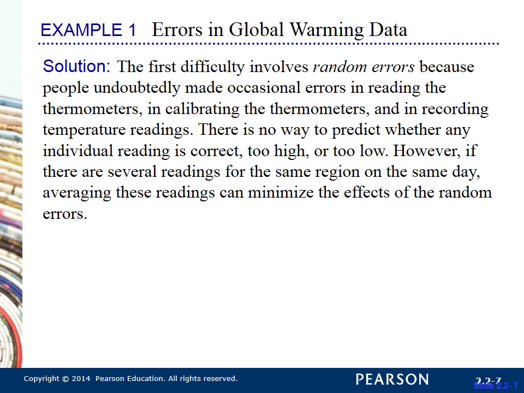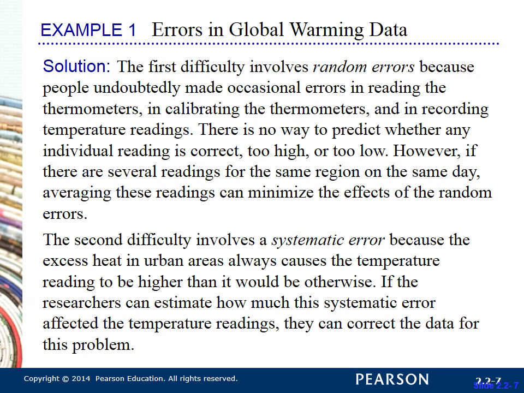All right, so the first difficulty, because people were making those errors occasionally reading and writing, those would be random. Can't predict it, could be a little high, could be a little low, but one of the things you can do then is if there's several readings for the same region for the same day, you can average those and use that number to minimize the effect of a random error.